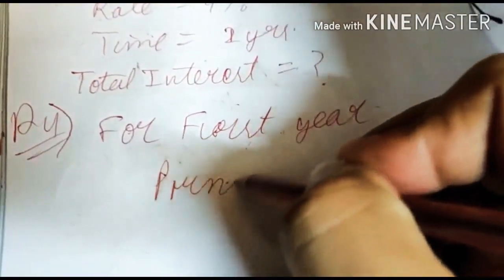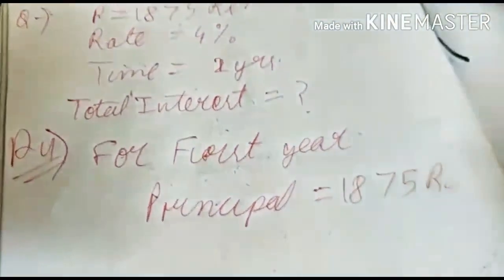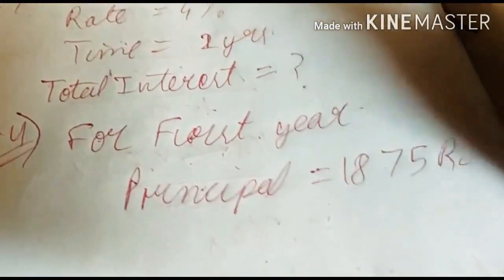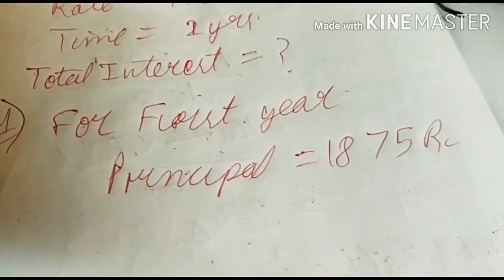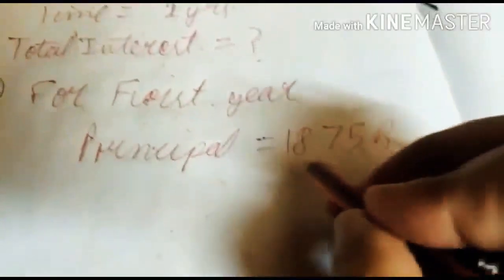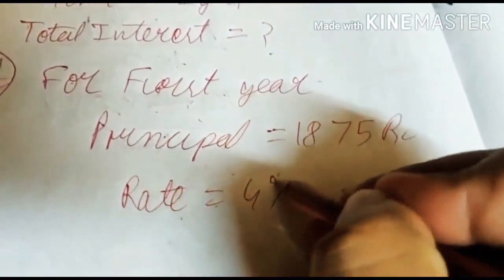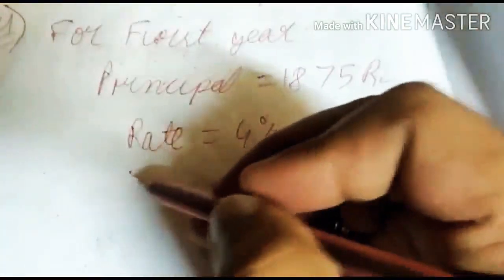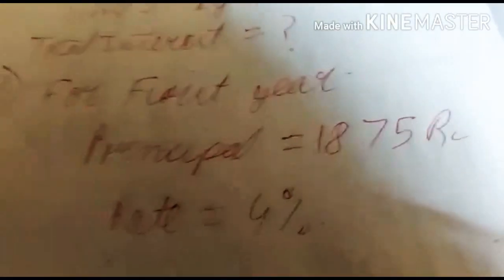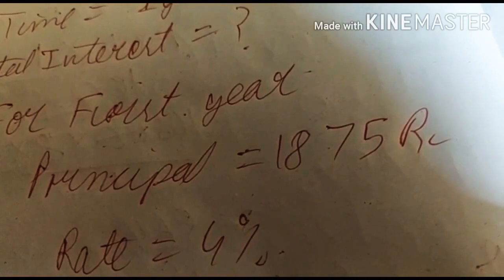What will be our principal? Principal will be the sum we borrowed, the actual sum. No changes, as by now no interest has been charged, and it is only this amount on which the interest is charged. So for the first year, principal is this, rate will be 4% itself, and time here will be taken as 1 year, as interest is to be calculated only for the first year, and the first year is only 1 year.